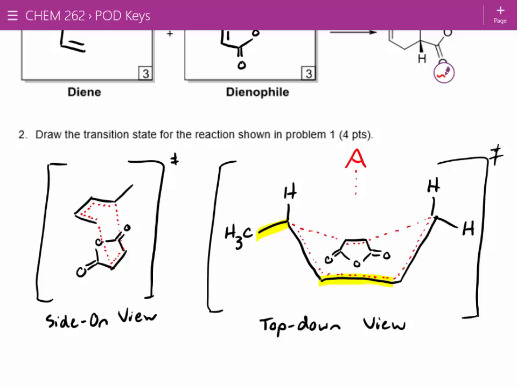They're always going to be upside down? Yep, your dienophile is always going to be stacked underneath like a pancake. It's not going to be an edge-on sort of stacking. It's always endo. As far as we're concerned, it will always be endo.